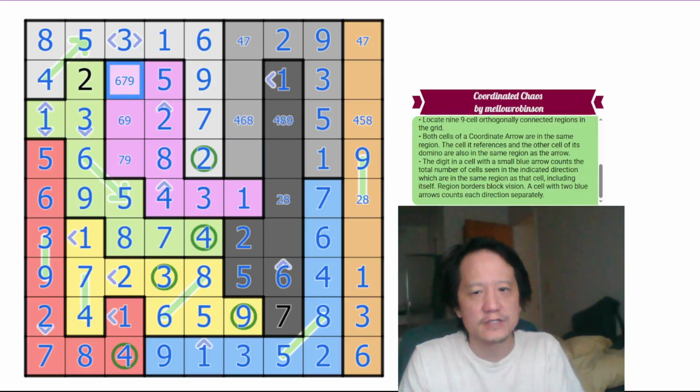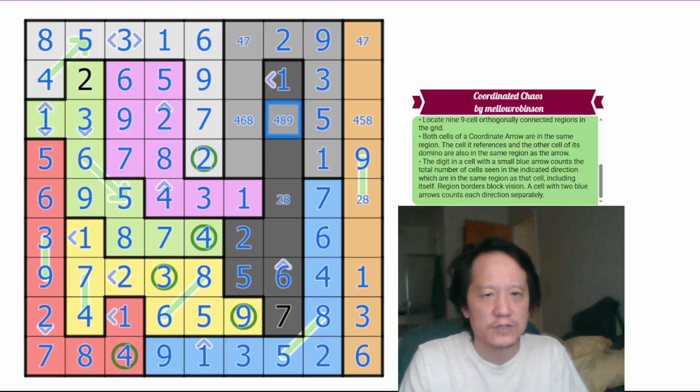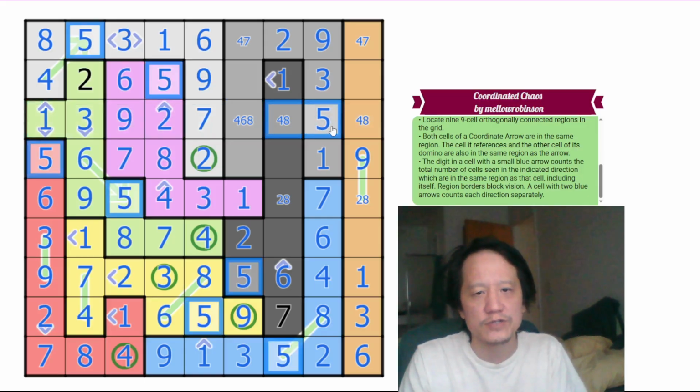This 9 eliminates 9 here. This 9 eliminates 9 here, so this is 7, which makes this 6, which makes that 9. So this can no longer be 9. This can no longer be 5. We have a 4, 8 pair in row 3, which eliminates 4 and 8 in the rest of the row. So this can't be 4, 8. It's 6.